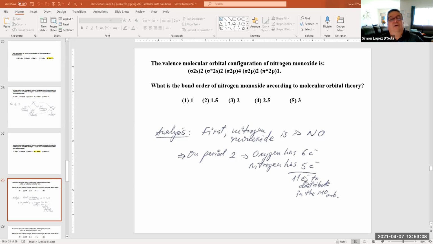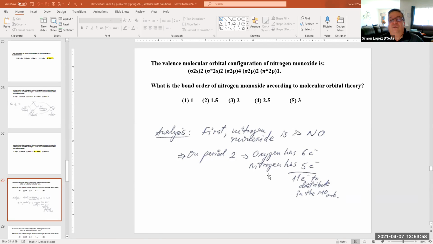And if you do that distribution, in this case it was even easier. The distribution was already given. So you locate 2 in the 2s, then 2 in the 2s sigma star, then 4 in the pi 2p, then 2 in the sigma 2p, and then 1 in the pi star 2p. If you don't have these numbers, 2, 2, 4, 2, and 1, just following the increasing order from the left to the right, you will be able, using Hund's rule, to fill up those 11 electrons. But here it is even easier because the 11 electrons are already distributed.